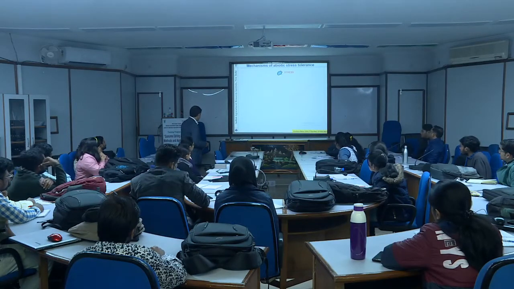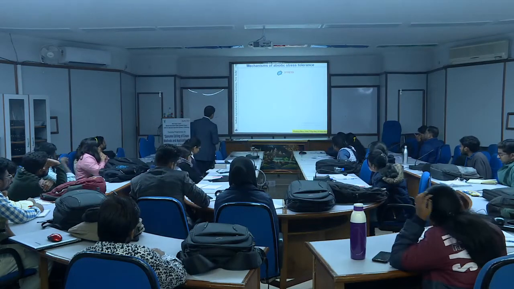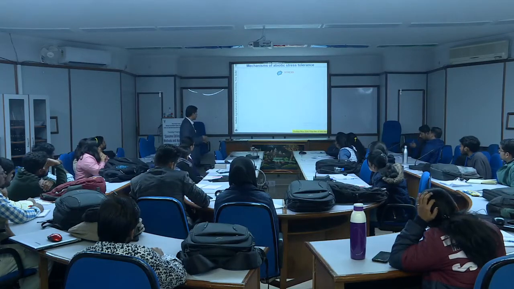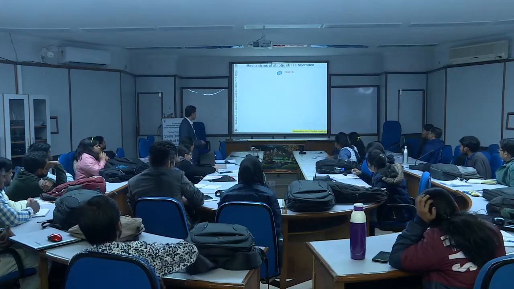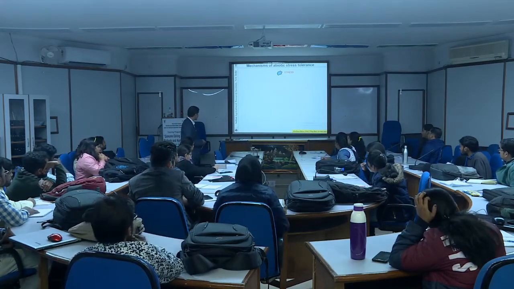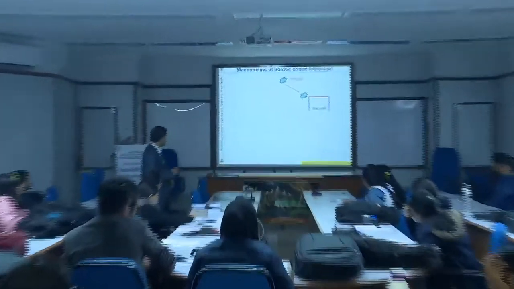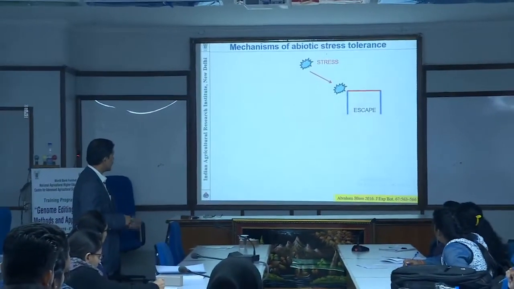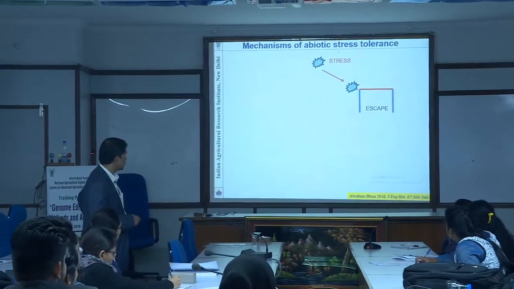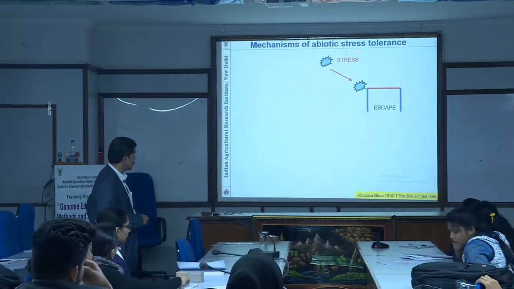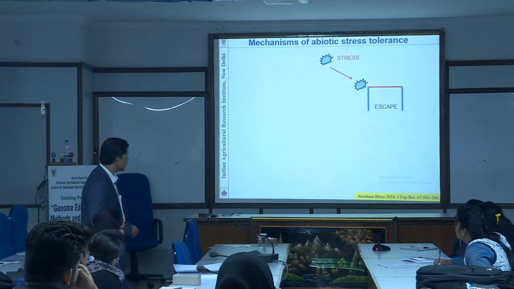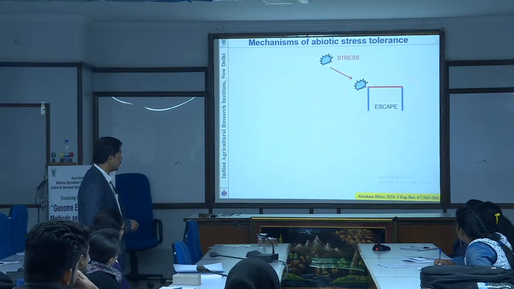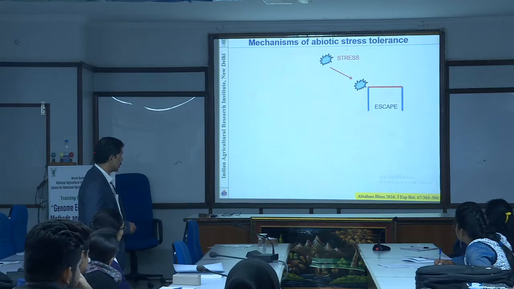So I think next we will go to the mechanism. Instead of putting up a mechanism for each stress, I thought I would give a general idea. Most of you might have studied stress a lot in your studies. So when stress is there, the mechanism of stress tolerance or yield protection under stress can be put as stress escape. This was already exploited in plant breeding and crop management.